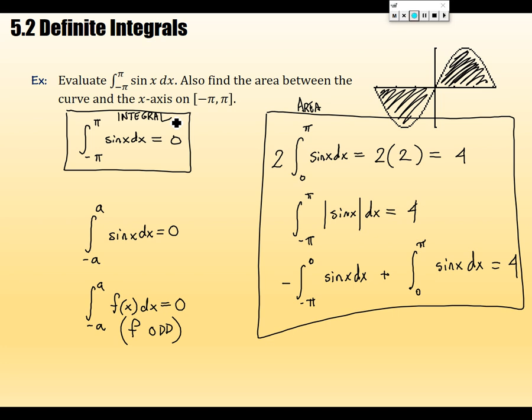If f happens to be an odd function, the reason this is happening is because f is an odd function. Sine is an odd function. Yeah, x cubed. If we took x cubed and integrated it from negative whatever to that same number, the positive version, it would be 0.